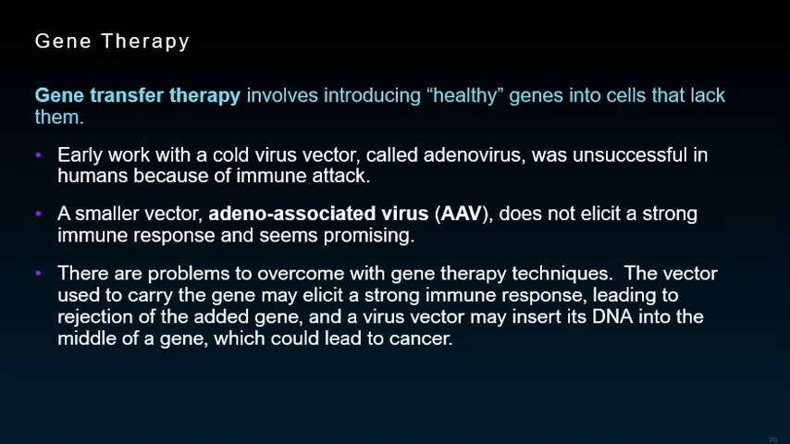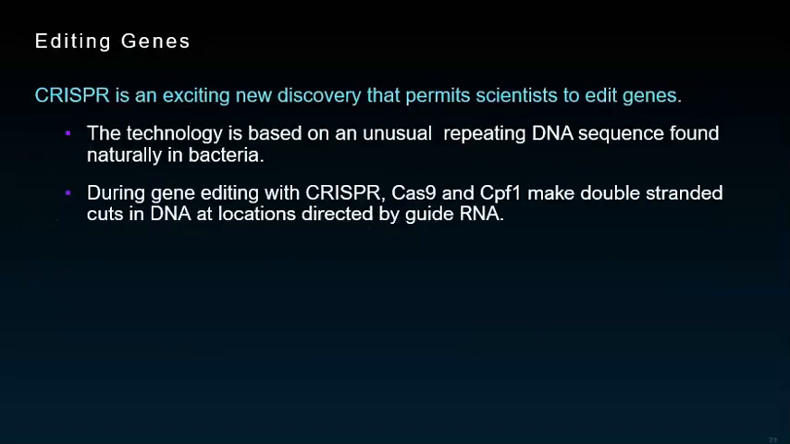The vector used to carry the gene may elicit a strong immune response, just like what happened with our adenovirus. We could have too strong of an immune response, and now our target gene can't be introduced because the immune system killed the cell that was carrying it. And that can lead to rejection of the added gene. Or a virus vector may insert its DNA into the middle of a gene, which is not supposed to happen. Genes are supposed to be uninterrupted. They stick together. That's why they're genes. And because it's been inserted in the wrong part of a gene, that can lead to cancer. So these are things we have to overcome before gene therapy can be as widely used as scientists would like.